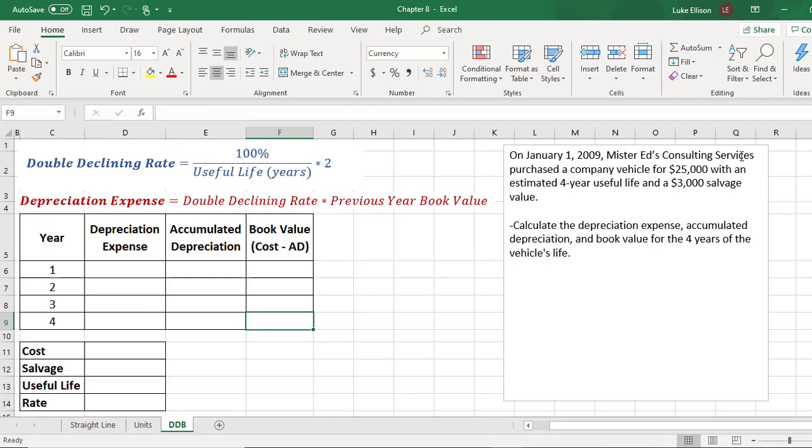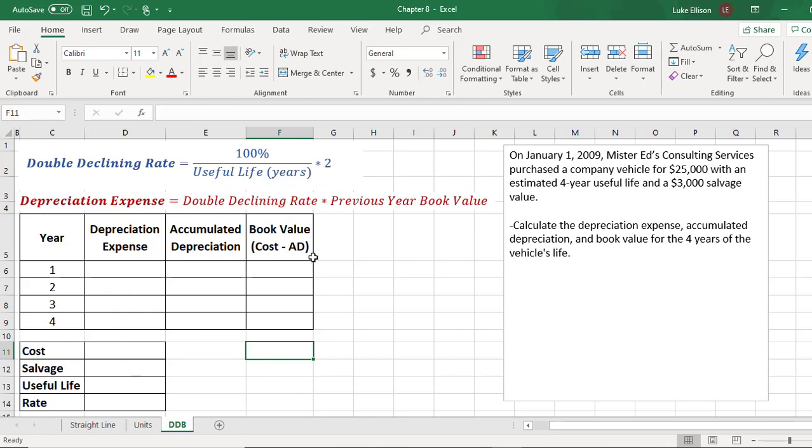So this question says, on January 1st, 2009, Mr. Ed's Consulting Services purchased a company vehicle for $25,000 with an estimated 4-year useful life and a $3,000 salvage value. We are asked to calculate the depreciation expense, accumulated depreciation, and book value for the 4 years of the vehicle's life. And we're going to do that in this chart that we have here.